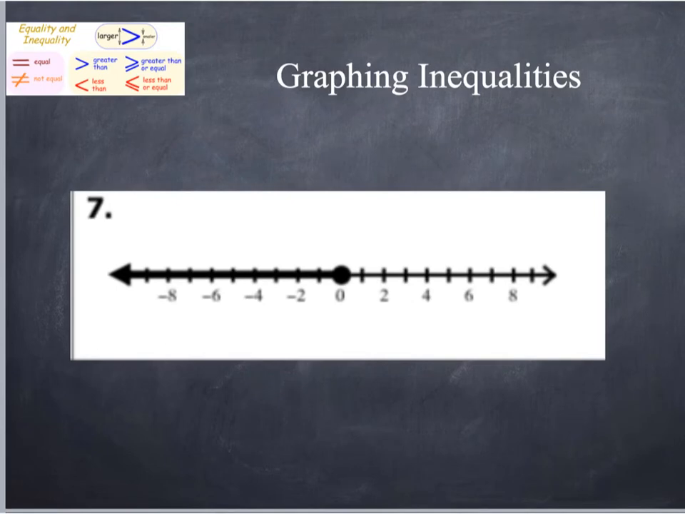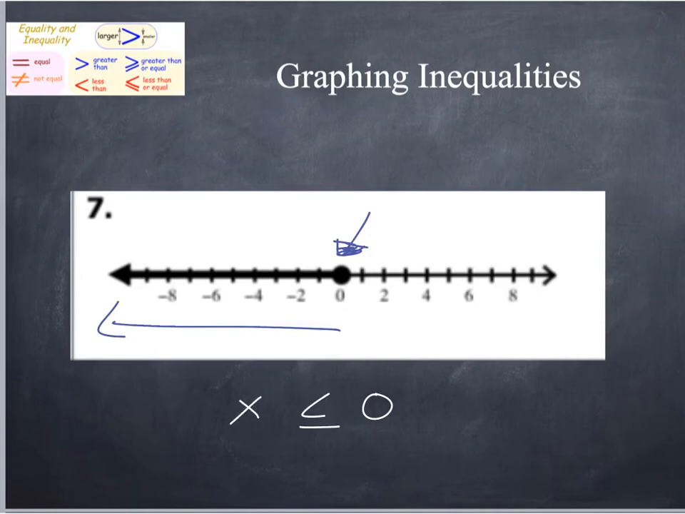Let's do another one. Again, this is all numbers that are smaller than. This time we're starting at 0. However, if you notice, we have a closed circle this time on 0. So that means that we can include 0 itself. So instead of just being less than, it's going to be less than or equal to. And again, the variable would be x. X is less than or equal to 0. It means x could be any number that is smaller than or the same as 0.